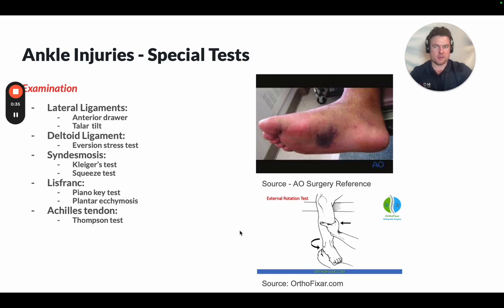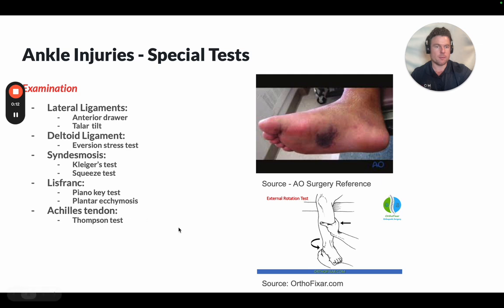Finally, thinking about special tests, most of you will be familiar with the lateral ligament cluster, so your anterior draw and your talar tilt for ATFL and CFL respectively. The deltoid ligament is less common and is more associated with that eversion mechanism, but you can do an eversion stress test. Syndesmosis injuries you can assess with the Kleiger's test or squeeze test, and then the Lift-off test.